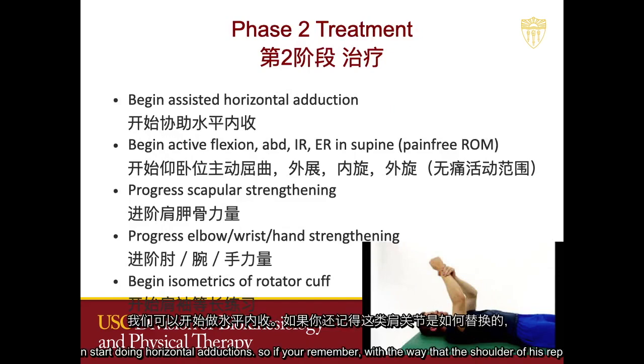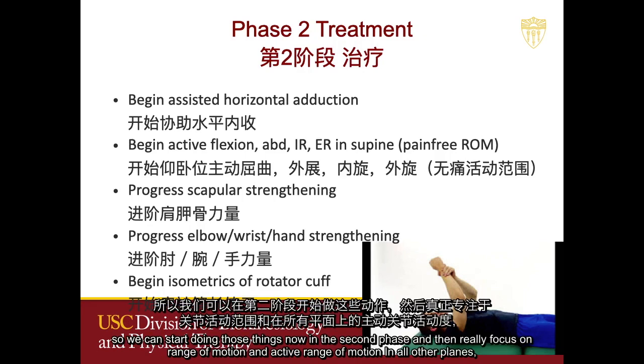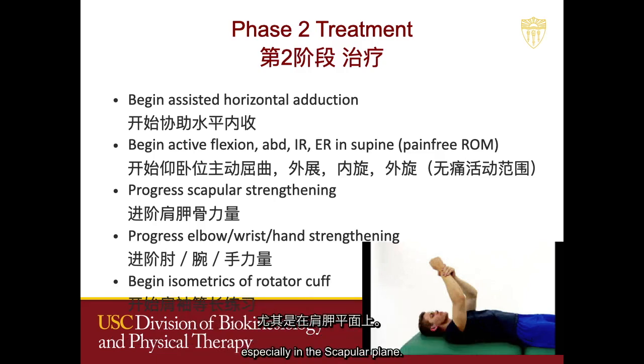At this point, we can start doing horizontal adduction. So if you remember, with the way that the shoulder is replaced, we have to be a little bit careful with things like adduction initially. It's kind of like with the hip. We're worried that that could dislocate. So we can start doing those things now in the second phase and then really focus on range of motion, active range of motion in all other planes, especially in the scapular plane.